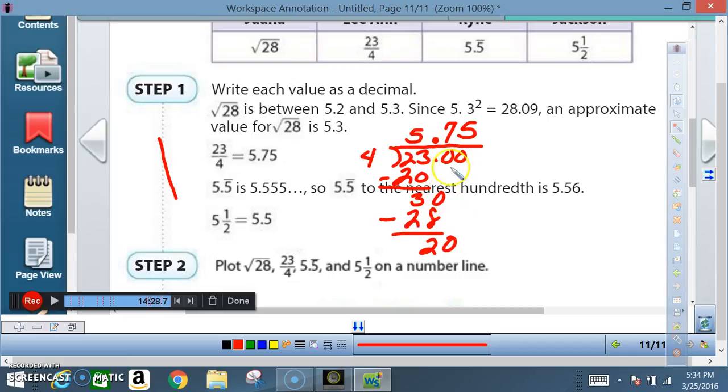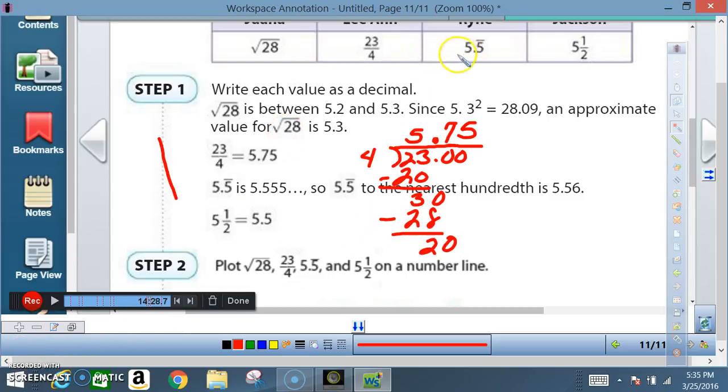So then I bring down my 0. And then how many times does 4 go into 20? That's going to be 5. So I have an answer of 5.75. That's how that came about. Remember now, they're not going to use a calculator on your FSA when you're doing problems like this or even with square roots.